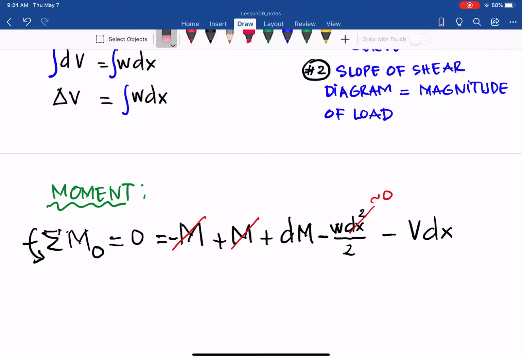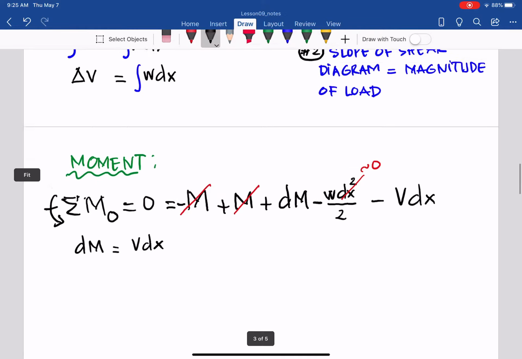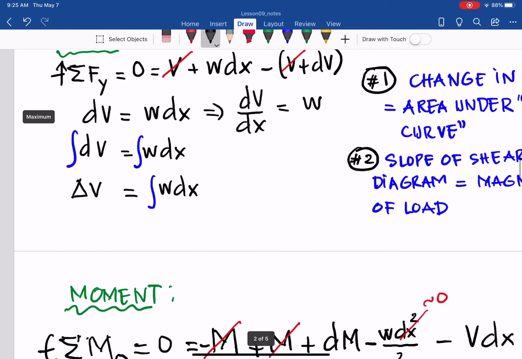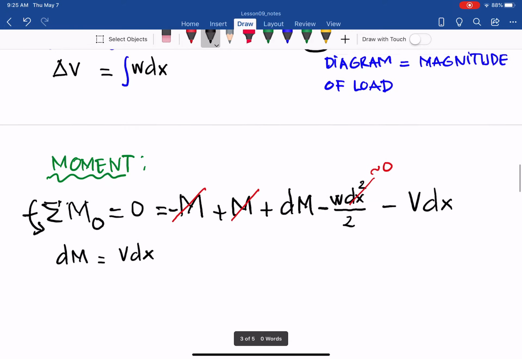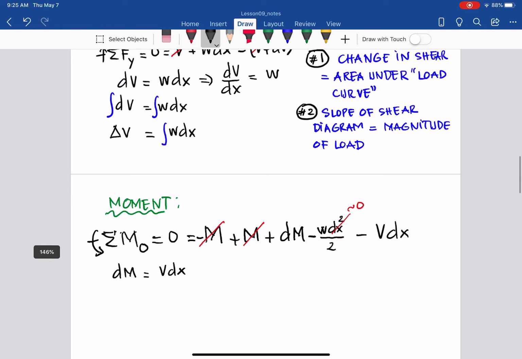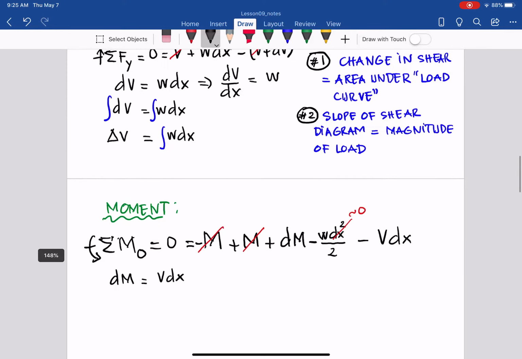So with that, we can cancel out the 0, negative m dm. So I can rewrite the equation as dM equal to V dx. So that's something we want to talk about. As you can see, similar to here, dV equal to w dx, now we have dM equal to V dx. So just replace the V with M and w with V, as you can see between those two equations.